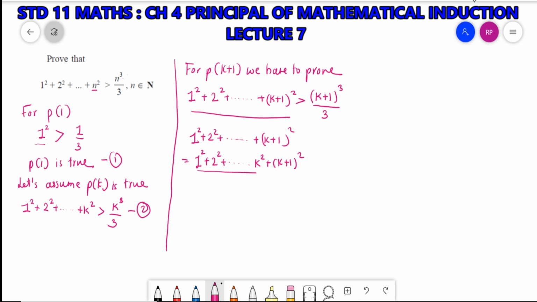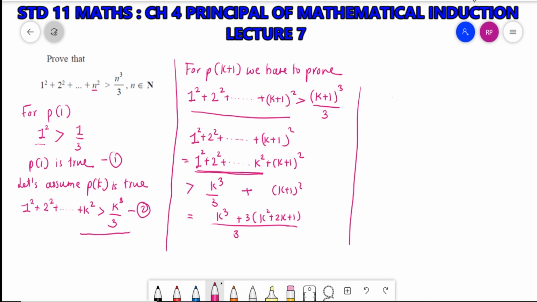So now see, the underlined term (k plus 1) square I am writing as it is. But now for 1 square plus 2 square up to k square, if I use this equation, then I must write this will be greater than k cube by 3. Instead of the underlined, I had used k cube by 3 plus (k plus 1) square. Okay, now let's take LCM. So this will be equal to k cube by 3 plus 3 into (k plus 1) whole square, k square plus 2k plus 1. Okay. Let us multiply.